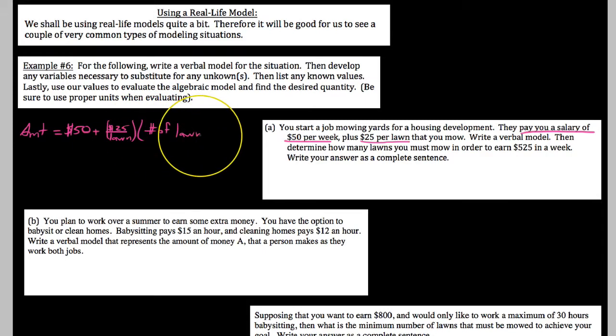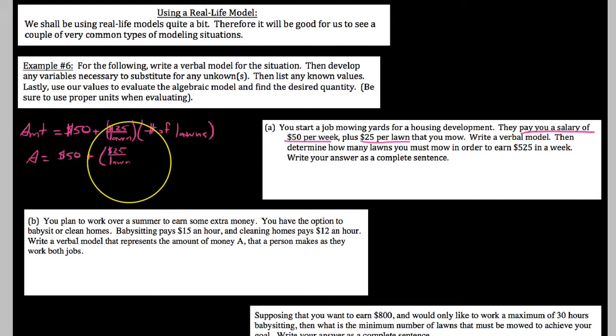And what we need to do now is we've written this out in words. This makes sense. We need to write this as an algebraic model. So we say our amount, let's use A, we would say is $50 plus $25 per lawn. So we say $25 per one lawn. And this would be times the number of lawns. And let's use a letter here to represent lawns. Maybe we use like L to represent the number of lawns.